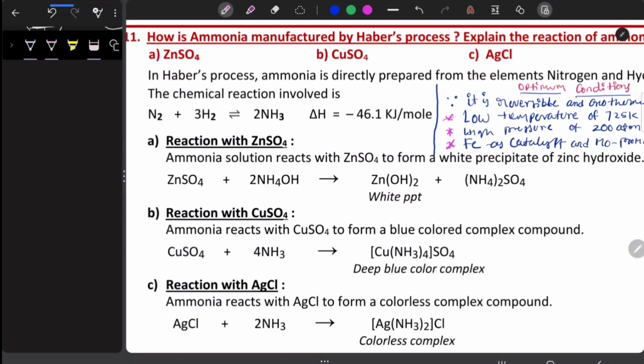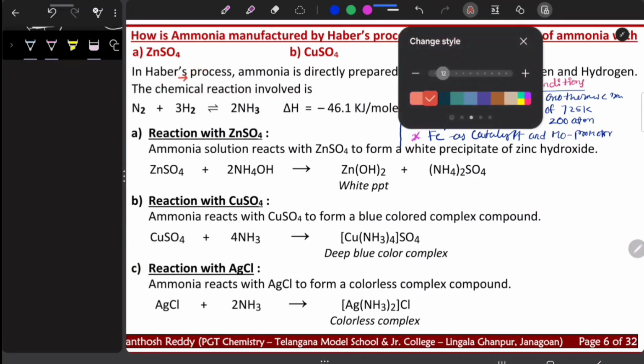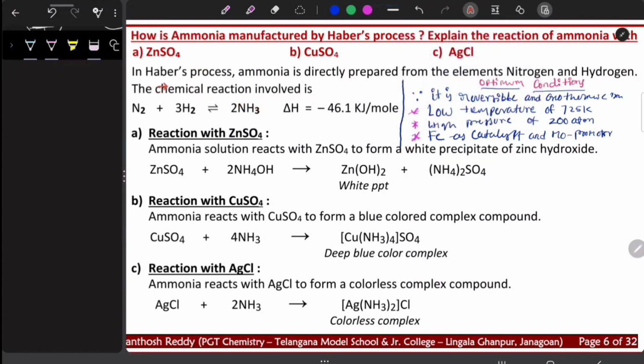Hello everyone, in this video we are going to discuss one of the very important questions from 15th group elements. How is ammonia manufactured by Haber's process? Explain the reaction of ammonia with zinc sulfate, copper sulfate and silver chloride. Okay, let's discuss. Here the most important part is this reaction. This reaction you should write without any mistakes.